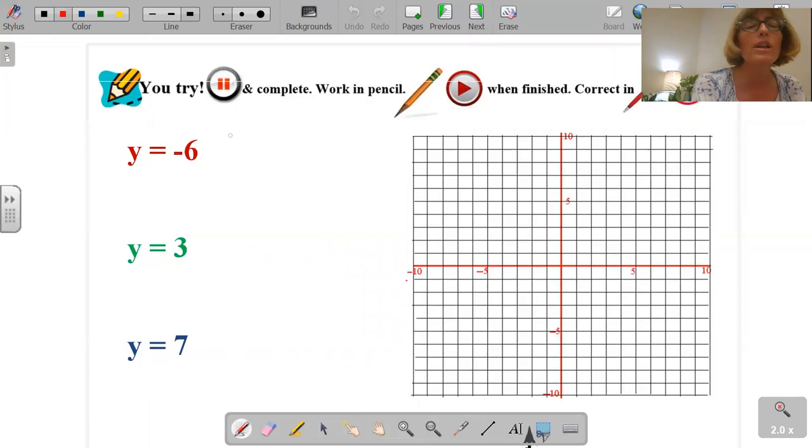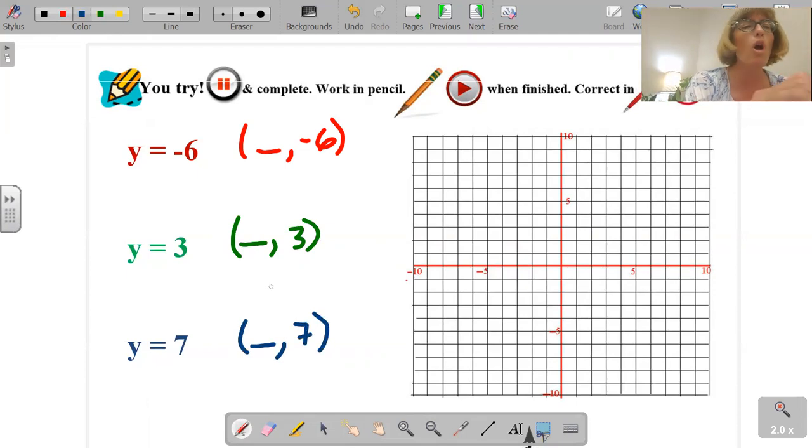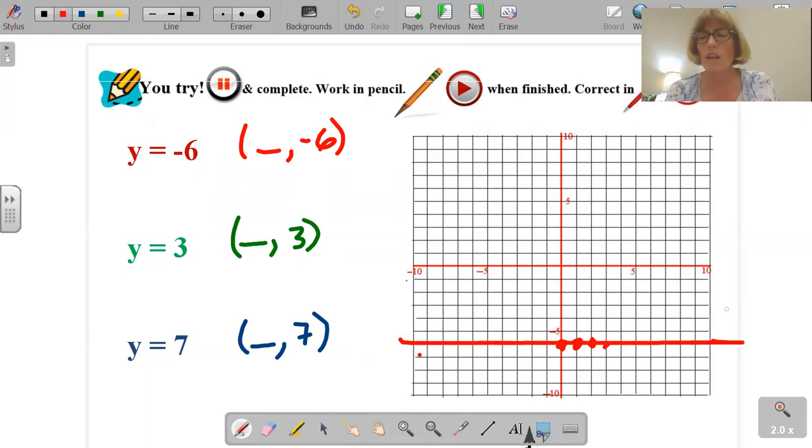It's all the points where you have a -6. So it's something comma -6. This one is something comma 3, and this one's going to be something comma 7. All the points where y is -6 looks like this. 0, -6, 1, -6, 2, -6, 3, -6. Therefore, y equals -6 is a horizontal line.